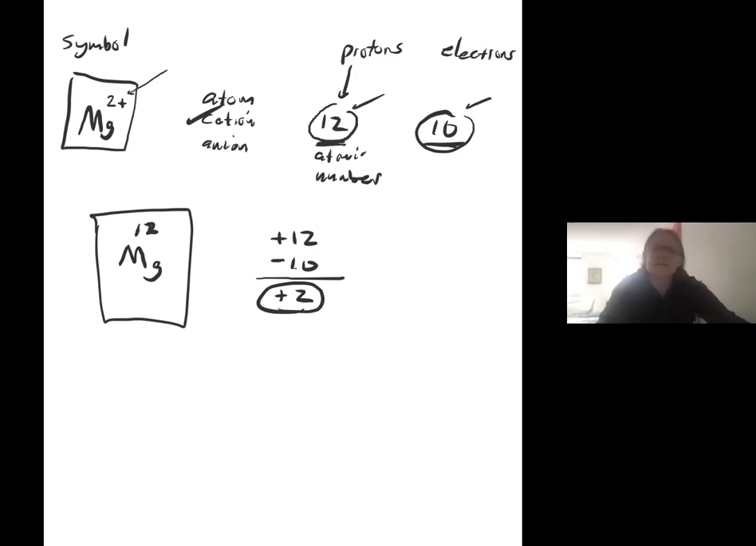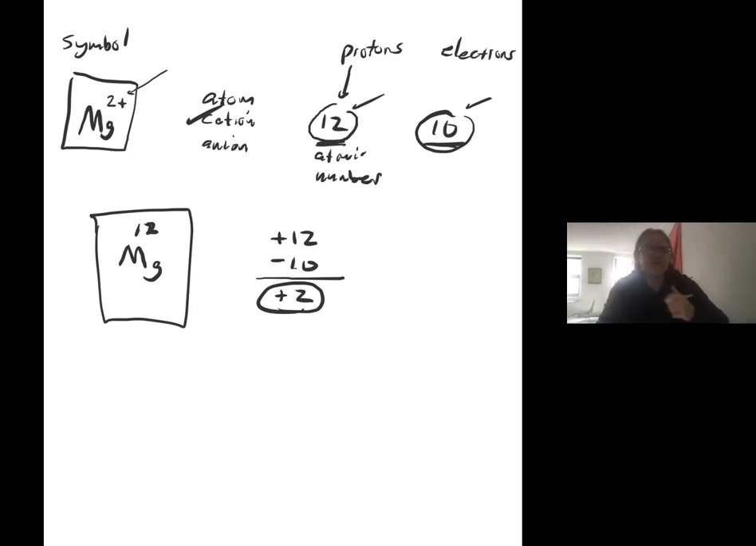Okay? Let's see. Okay. That's relatively simple. Scandium.